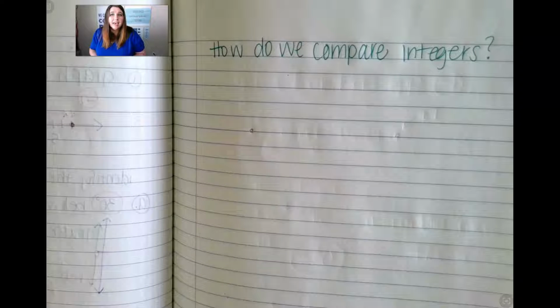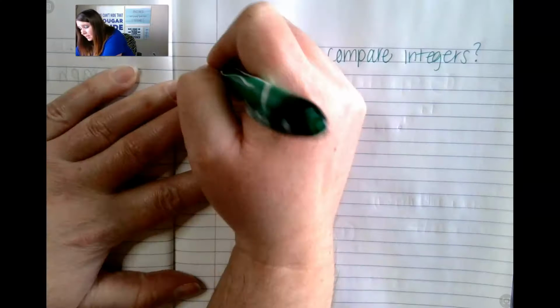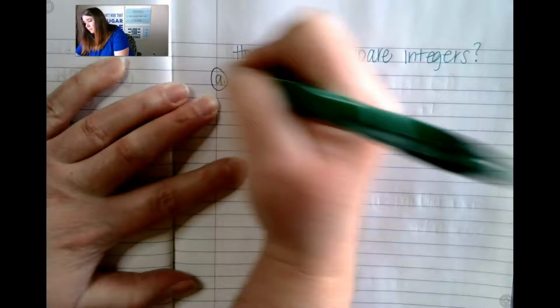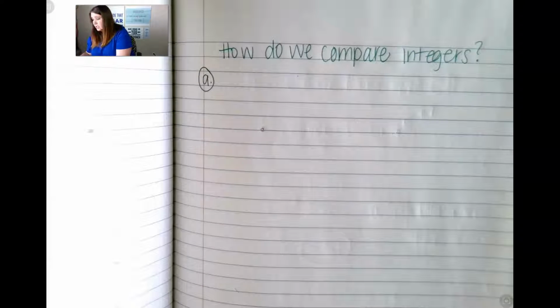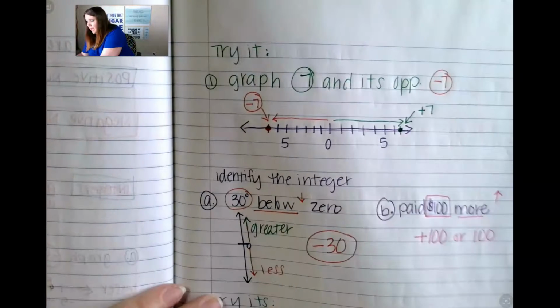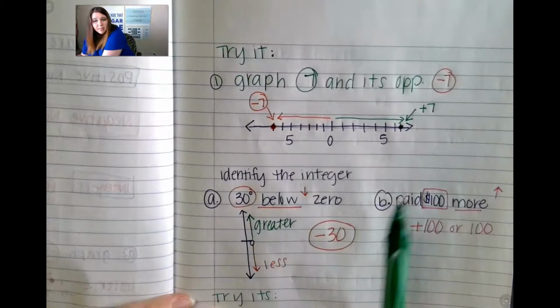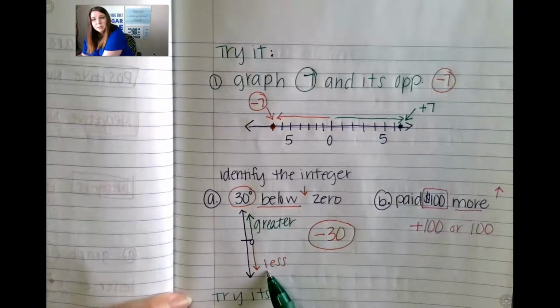Today we're going to be looking at how to compare integers. We're going to be given two integers and asked to compare them, and asked what kind of number line to put them on. Yesterday we looked at integers and graphing integers, and we looked at two different types of number lines: a horizontal number line and a vertical number line.